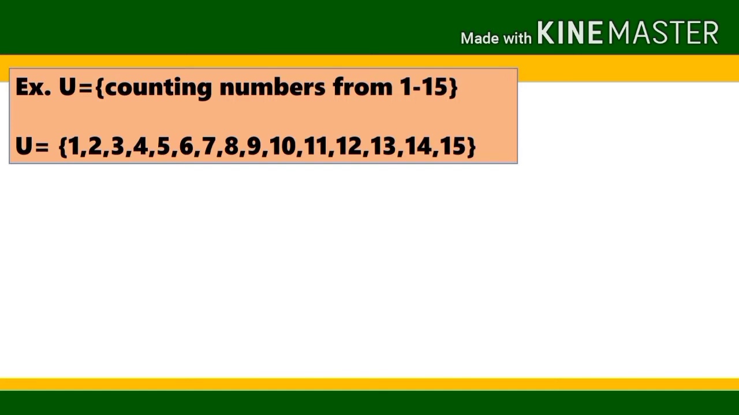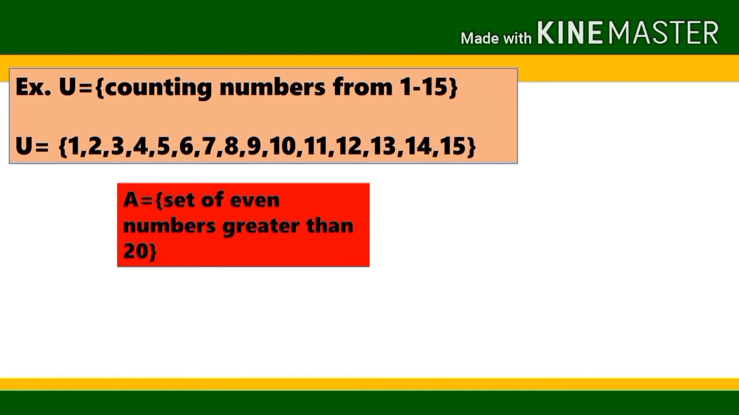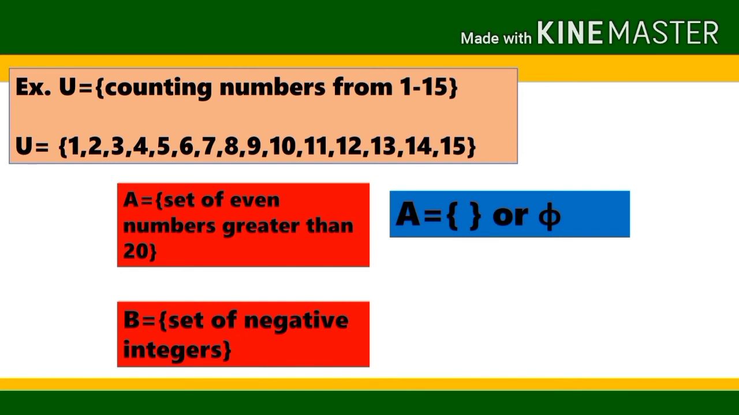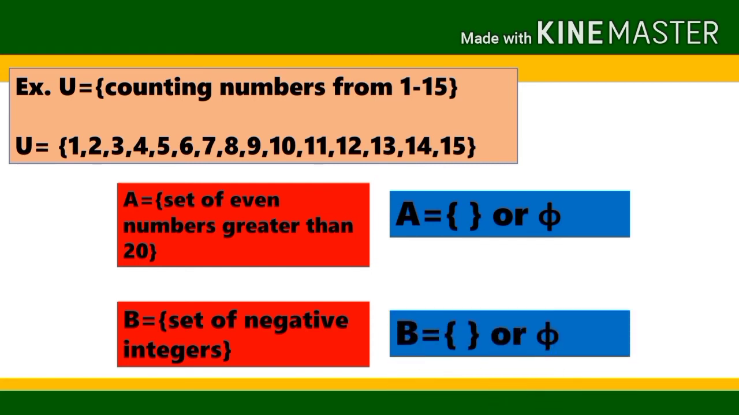From the counting numbers from 1 to 15, we're going to identify set A, which is the set of even numbers greater than 20. Do you see numbers greater than 20 from the universal set? Okay, there's no elements, right? Therefore, set A is the empty set or null set. Letter B, set of negative integers. From the universal set, there's no negative integers. That's why set B is the empty set or null set.